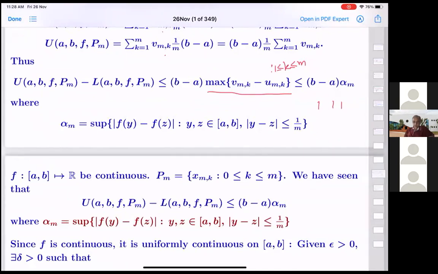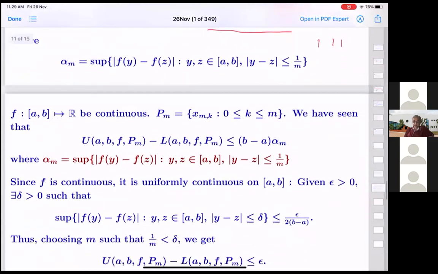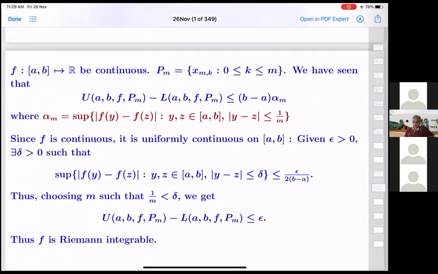We get that UFPM minus LFPM is less than or equal to B minus A times alpha M. I had listed the main things from there, where alpha M is this maximum. Now, since F is continuous, it is uniformly continuous. So given epsilon, we have a delta such that whenever the distance between y and z is less than or equal to delta, the supremum of f(y) minus f(z) can be made smaller than any given quantity. So I can make it smaller than epsilon by 2 times B minus A as well.